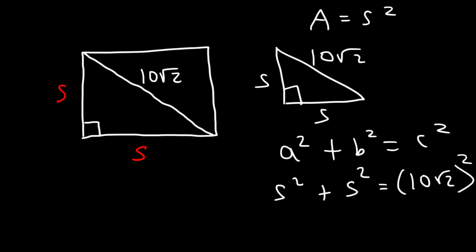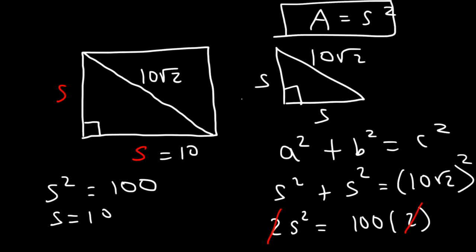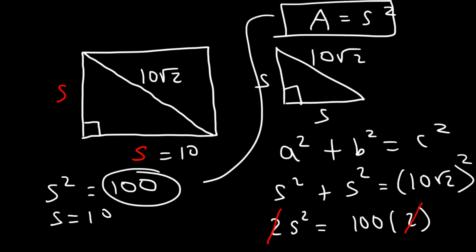S squared plus S squared is 2S squared. 10 squared is 100, and the square root of 2 squared, the square root of 2 times the square root of 2, is the square root of 4, which is 2. So we can divide both sides by 2. Therefore S squared is 100, and the square root of 100 is 10. Now the area is S squared, and S squared is 100, so that is the area. So that's the answer, 100.